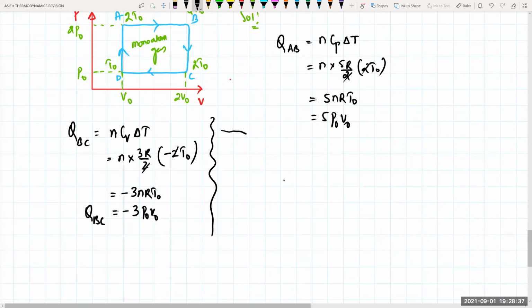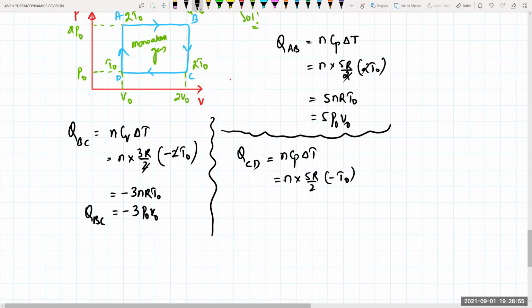Okay, in the same way, if I talk about Q from C to D, see the diagram, C to D, again pressure remains constant, so it is n into Cp into delta T. Number of moles is n, Cp is 5R divided by 2, and the temperature difference is T naught minus 2T naught, so again it will be negative, that is minus T naught. So I'll write this as 5 by 2 into P naught into V naught with a negative sign, isn't it?